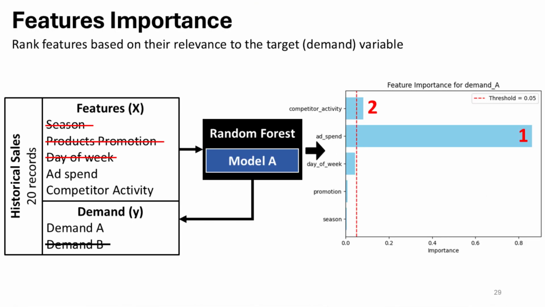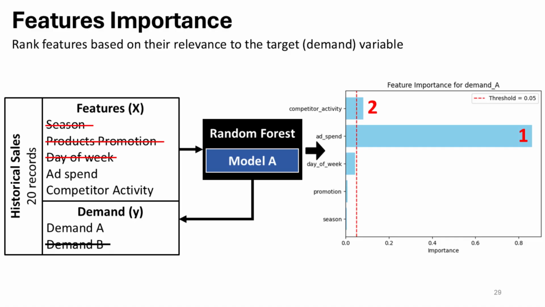Now we see the results of our mathematical labor. By feeding our historical sales data into the random forest model A, we can finally rank our features based on their true relevance to the target demand variable. This is where we separate the signals from the noise. Take a look at the horizontal bar chart on the right.